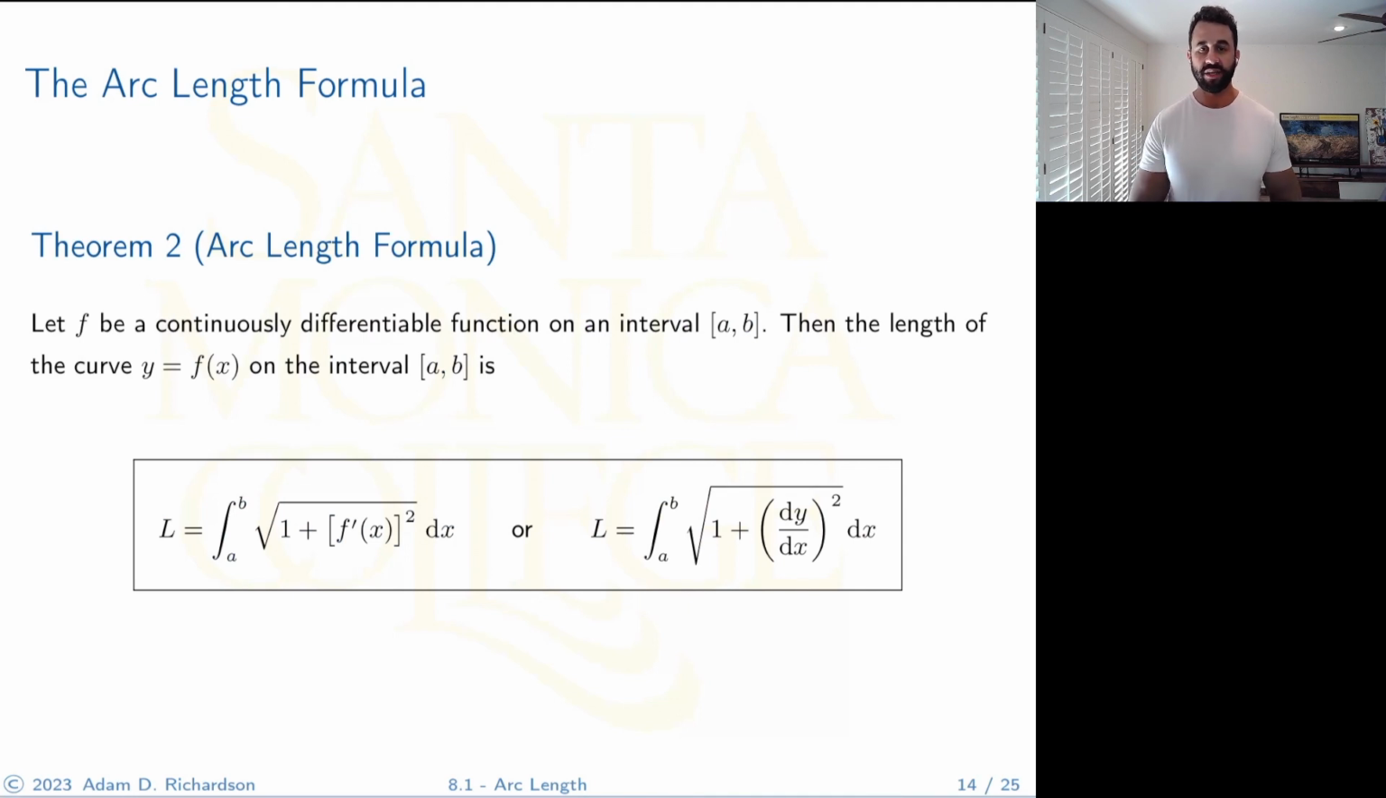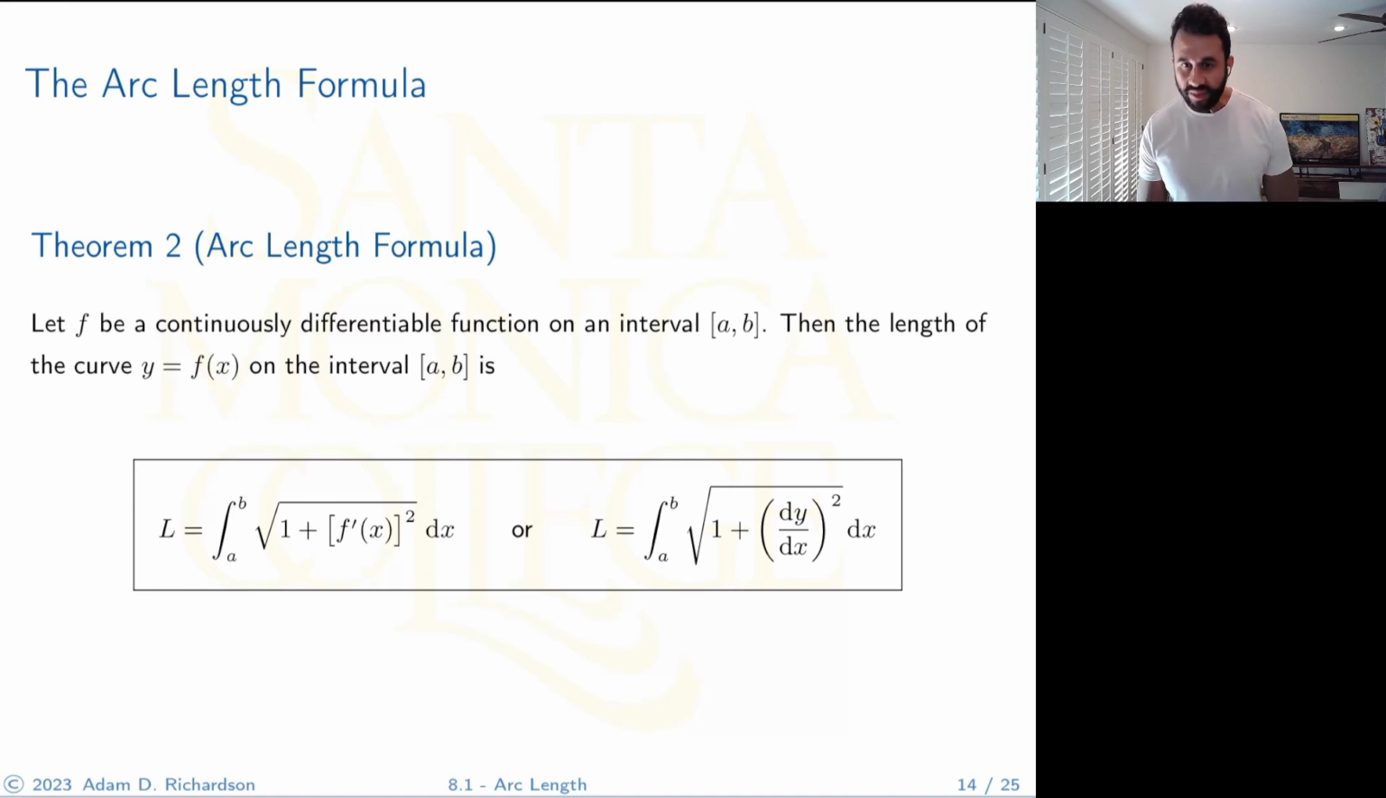Let f be a continuously differentiable function on an interval a to b. Then the length of the curve on that interval is given by this formula, or this formula. It's the same thing. This is Lagrange notation. This is Leibniz notation. There it is.